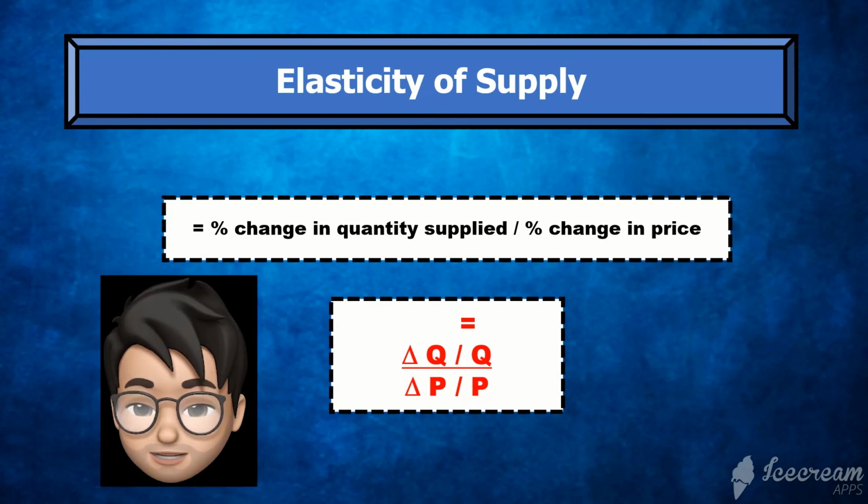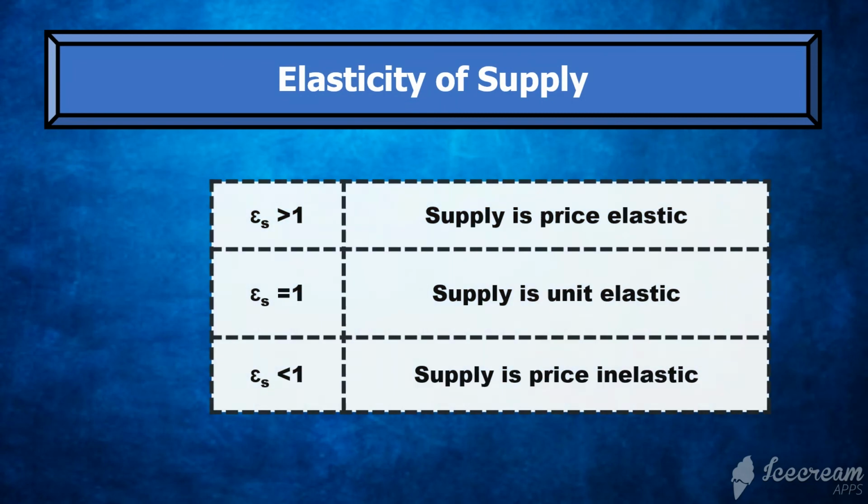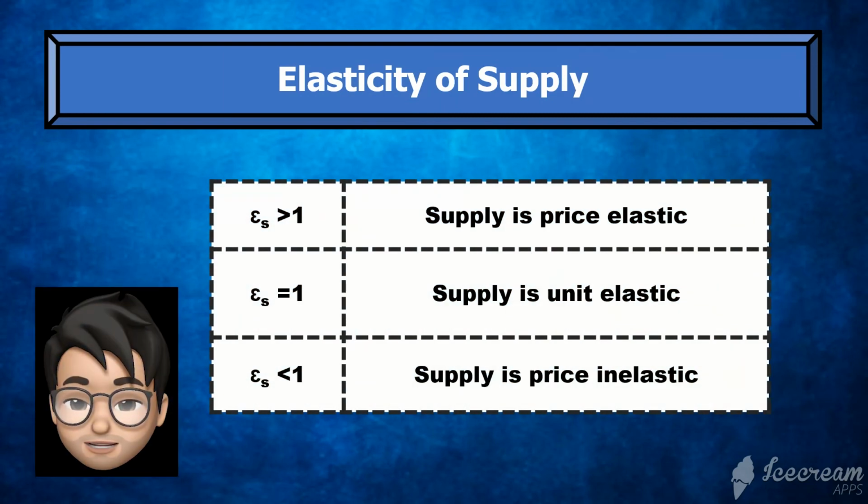Now let's look at elasticity of supply. The formula of elasticity of supply is change in quantity supplied divided by change in price. In elasticity of supply, if it's more than 1, supply is price elastic. If it's equal to 1, supply is unit elastic, and if it's less than 1, supply is price inelastic.